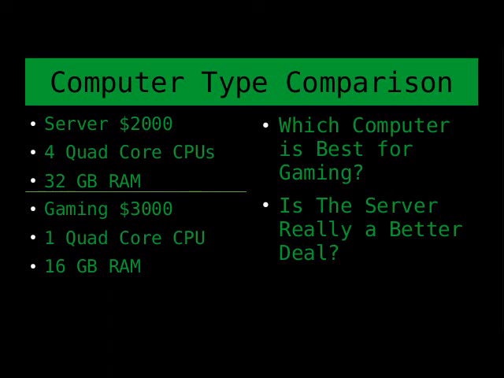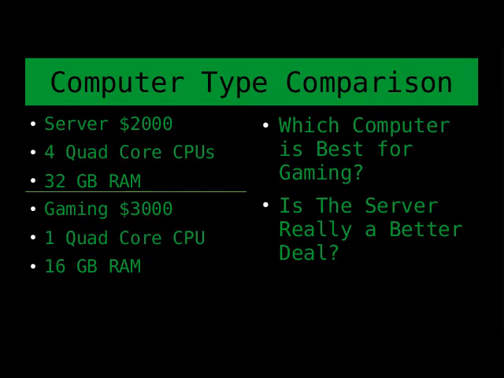So you're out looking to run the latest video game, and you need a high-end computer to run this high-end game. So you're out shopping and you see a gaming PC, and it's priced at $3,000. It has one quad-core CPU, 16 gigabytes of RAM, and 4 hard drives in it. This thing is a beast.